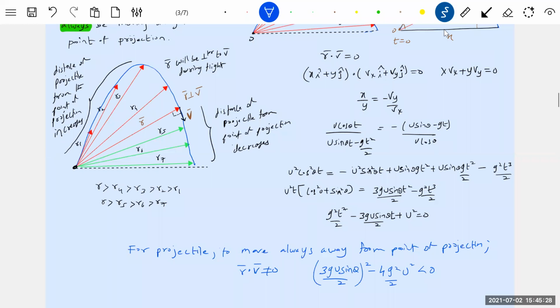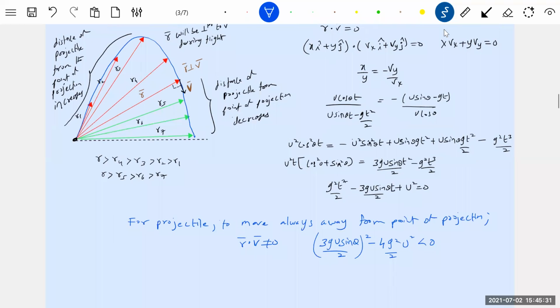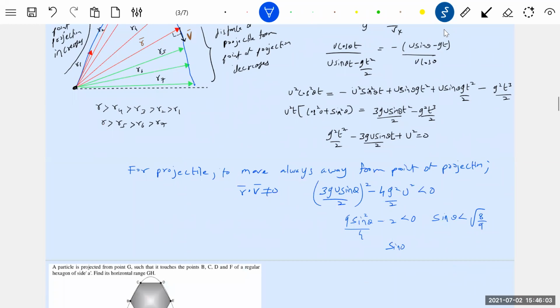So we'll solve for this. We'll get an expression for theta. I think g and u square, everything will get eliminated. Sine square theta will be 9 by 4 minus 2 less than 0, or sine square theta should be less than root 8 by 9. Check it here. So what is that angle? Just equal also will satisfy, no?